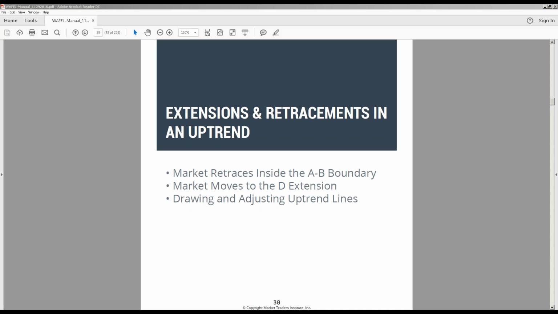Right, I'm going to start with extensions and retracements in an uptrend, and I'm going to discuss how the market retraces inside the AB boundary and how the market moves to the D extension, and then I'm also going to discuss drawing and adjusting uptrend lines.